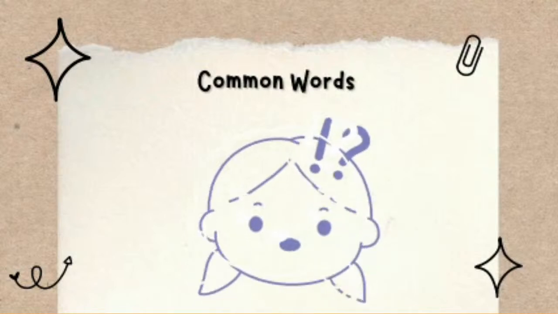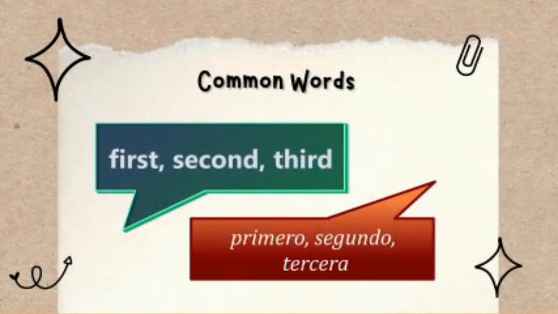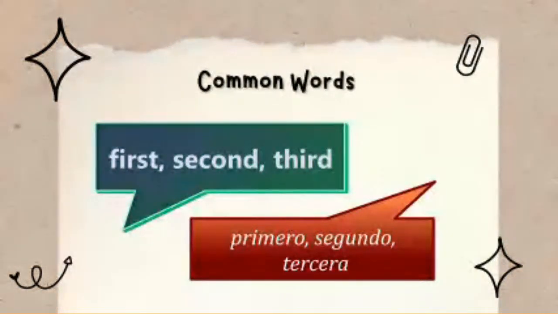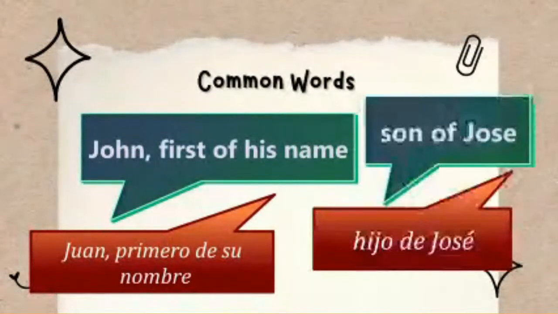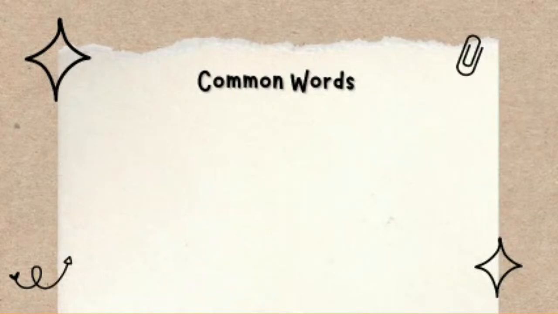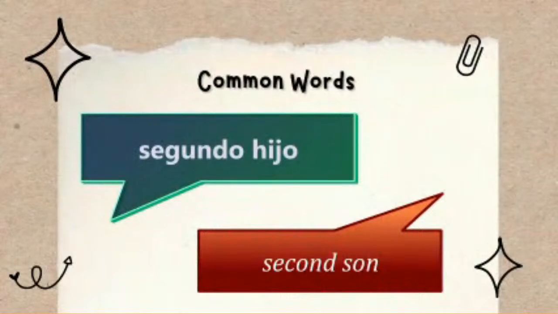Another set of terms that can be handy when you're researching large families is the terms first, second, and third. Primero, segundo, tercera. Now these are sometimes used to indicate something such as John, first of his name, son of Jose. You may also occasionally see something with the two words put together, such as segundo hijo, so the second son born to that parent.